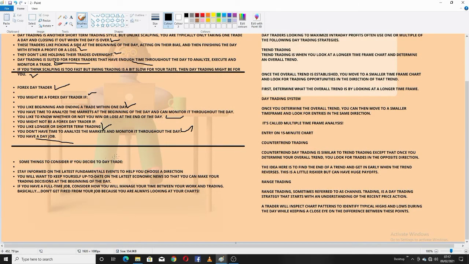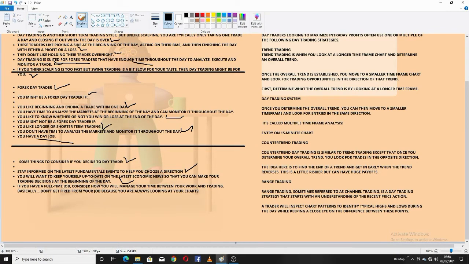Some things to consider before you decide to be a day trader. Stay informed on the fundamental events to help you choose a direction. You will want to keep yourself up to date on the latest economic news that can inform your trading decision at the beginning of the day. So you need to be informed of the news, and you also need to be informed of the latest economic news so that you know whether your pairs will drop or will go up for that particular day.